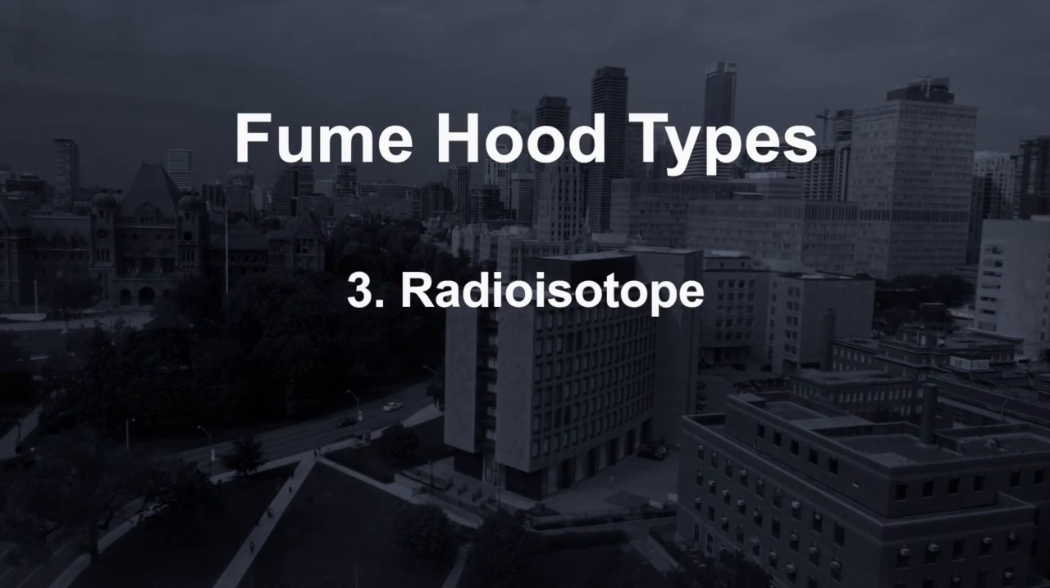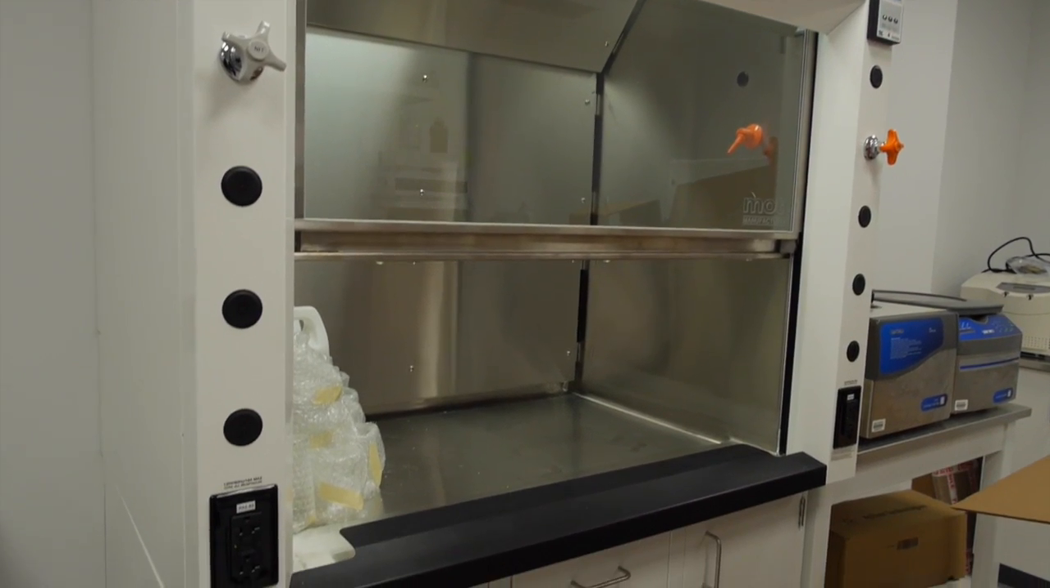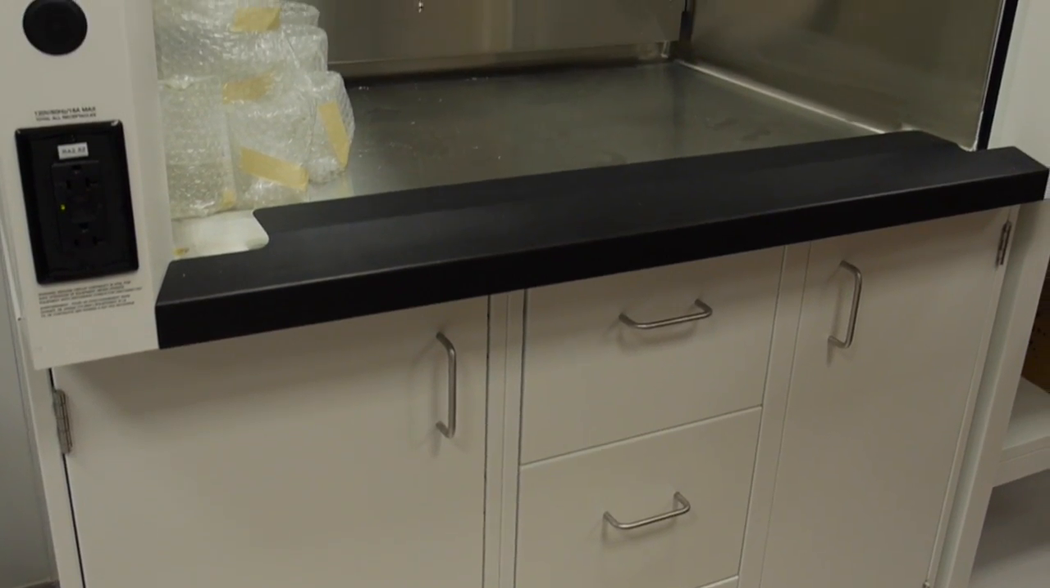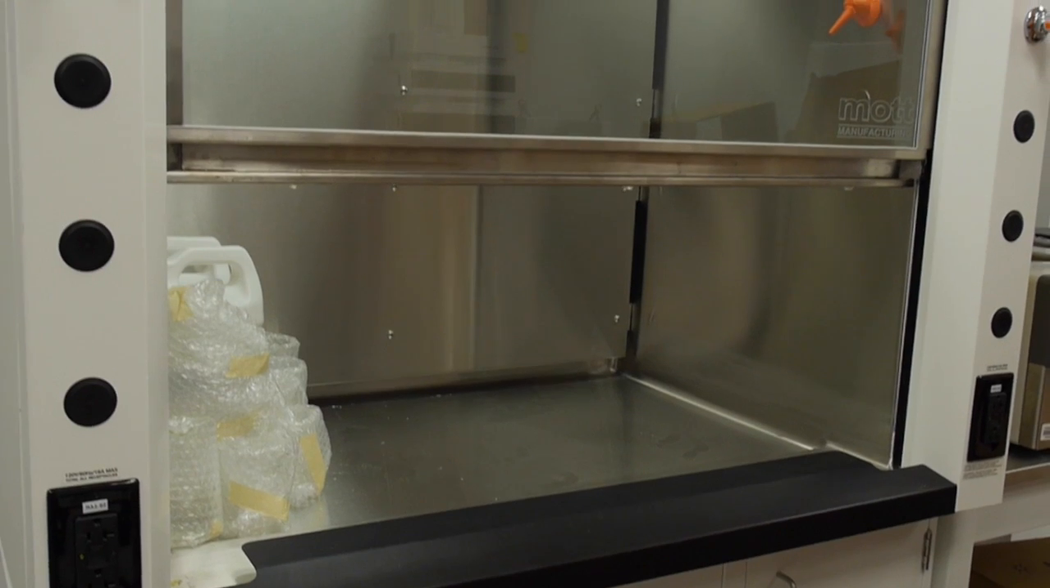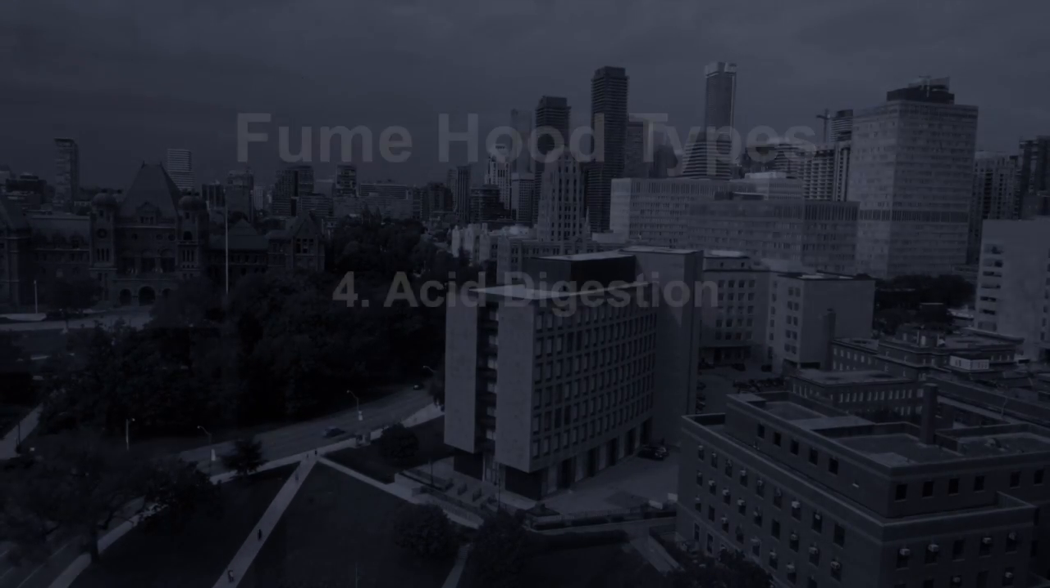Radioisotope fume hoods. Radioisotope fume hoods are constructed specifically to withstand the weight of lead shielding plates and made with coved corners to aid in decontamination. Acid digestion fume hoods.